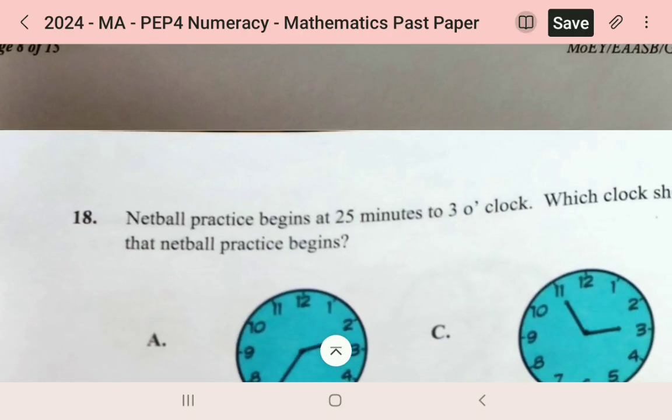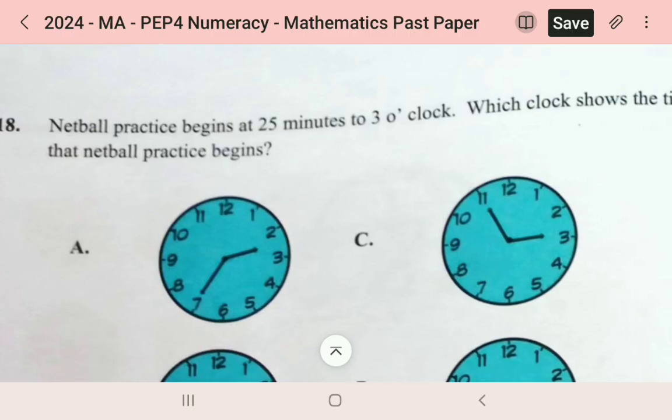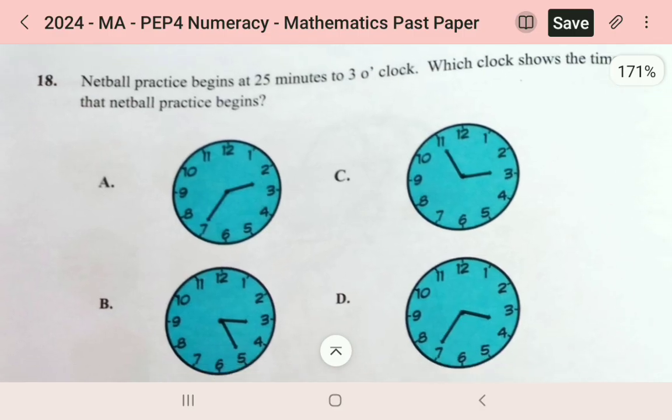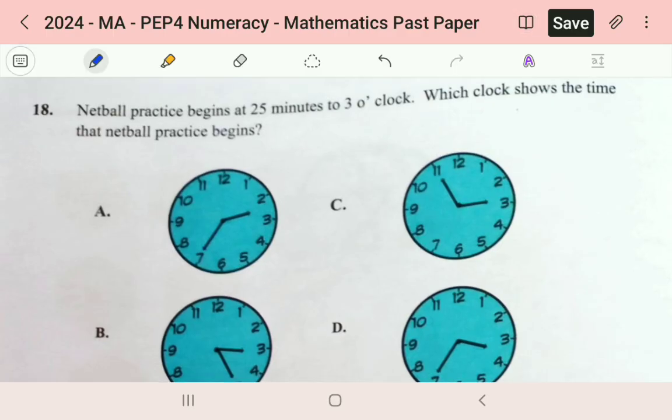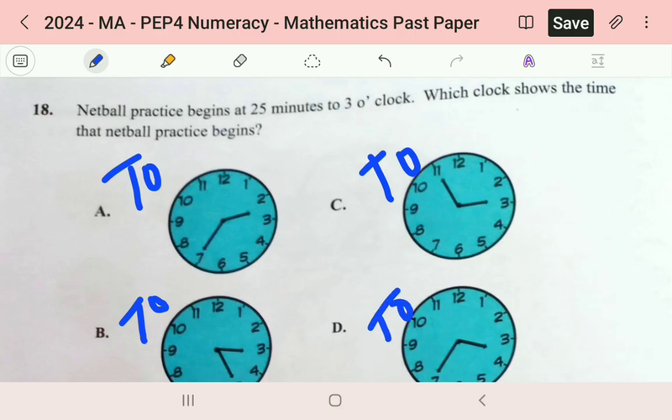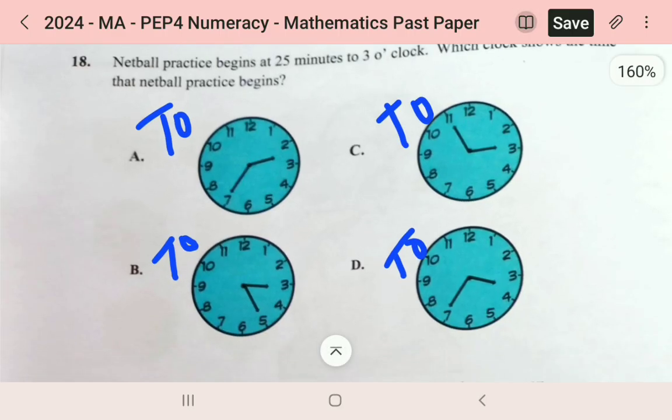Number 18. Netball practice begins at 25 minutes to 3 o'clock. Alright, which would be 2:35, not 2:40. Which clock shows the time that netball practice begins? So which one is 25 minutes to 3? Remember, 2 is over this side. Which is showing 25 minutes to 3.